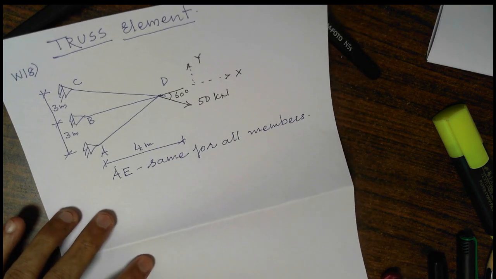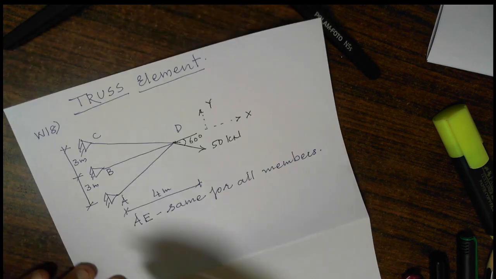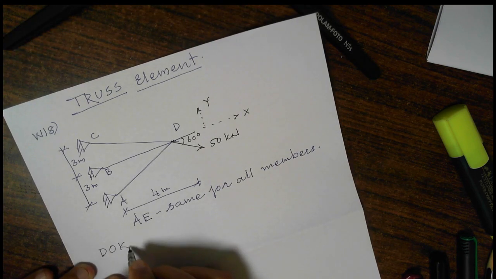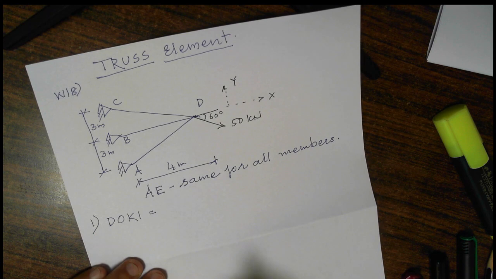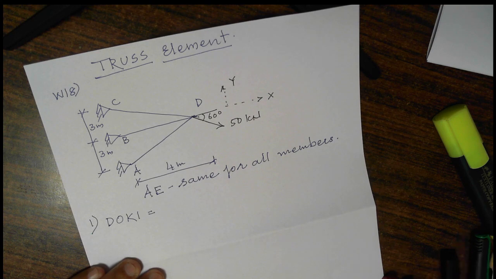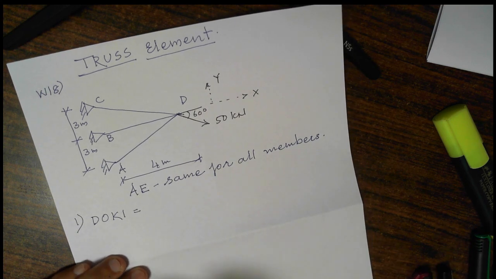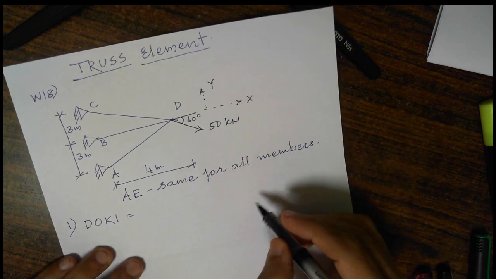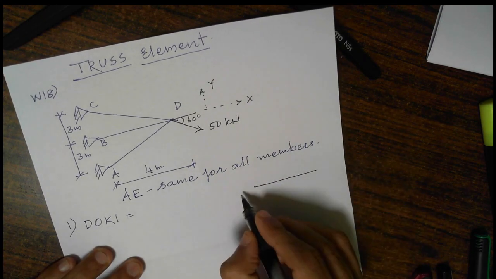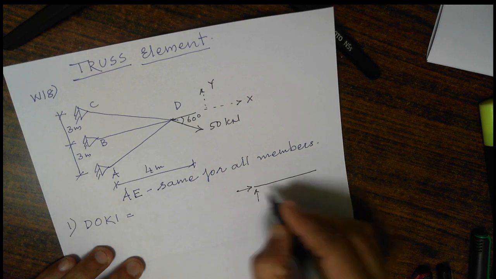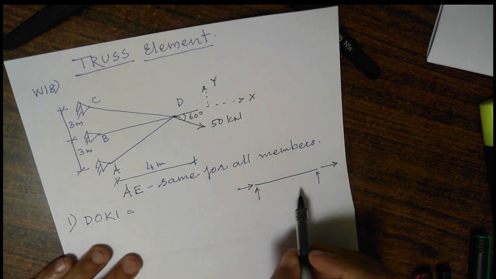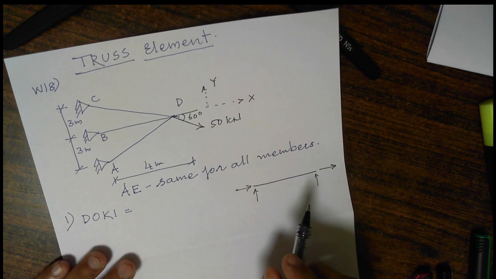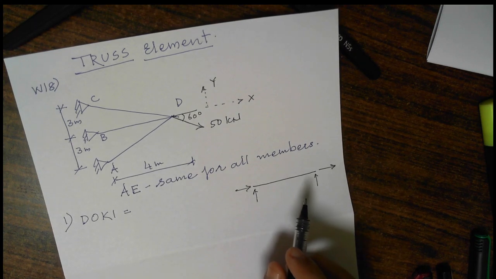The first step, I will find out degree of kinematic indeterminacy of the truss. Now let me see how many degrees of kinematic indeterminacy is possible in a truss member. This is the truss element. At every joint, I know there are 2 degrees of kinematic indeterminacies. One is displacement in x direction, other is displacement in y direction. These are the 2 degrees of kinematic indeterminacies possible in case of any truss member.